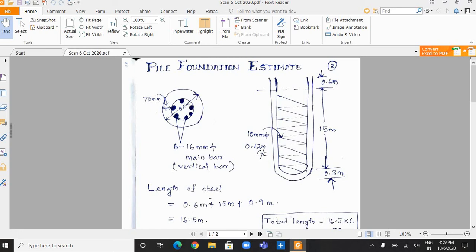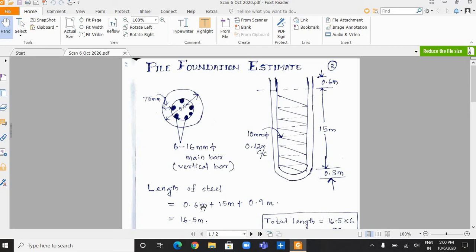In order to estimate the quantities involved in pile foundation, first we must know the length of the steel used. So the length of the steel would be 0.6 meter plus 15 meter plus certain length which is used for lapping. Since the depth of the foundation is more than 6 meter, lapping is done, so we will assume that 0.9 meter of lapping is provided, and the 0.3 is not considered because here concrete is filled.